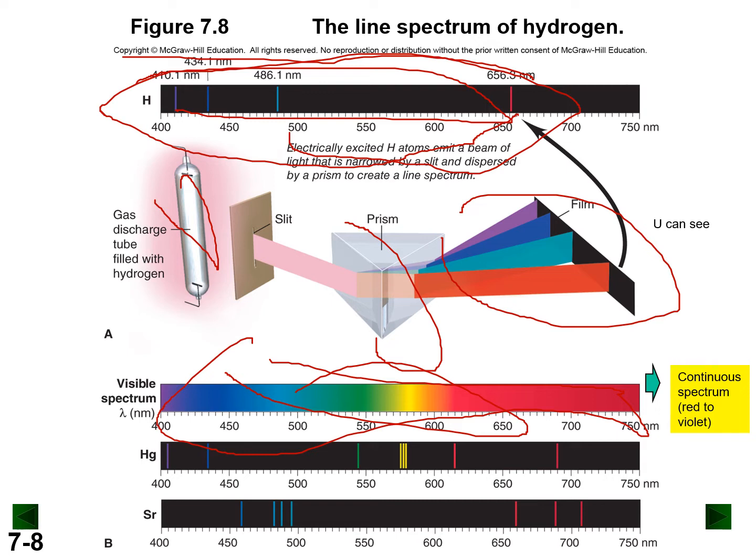As we can see, the red line has a wavelength of 656 nanometers, the green-blue has a wavelength of 486 nanometers, the blue one has a wavelength of 434 nanometers, and the violet has a wavelength of 410 nanometers.